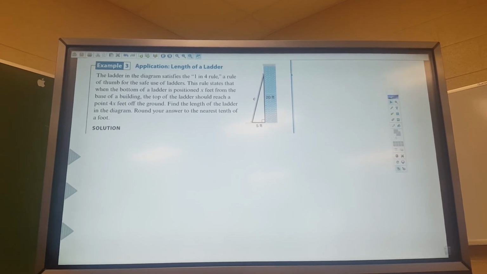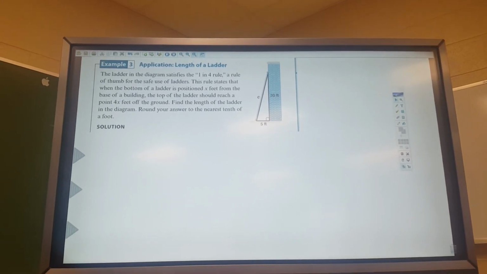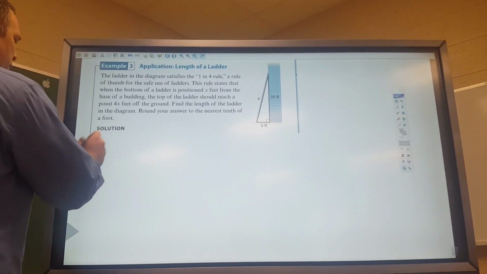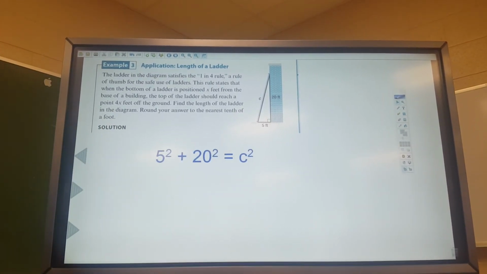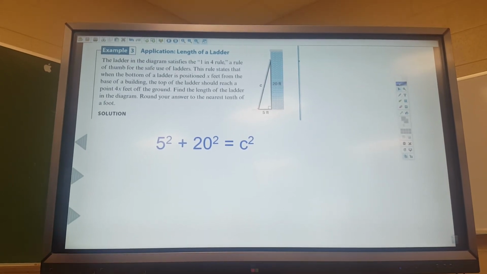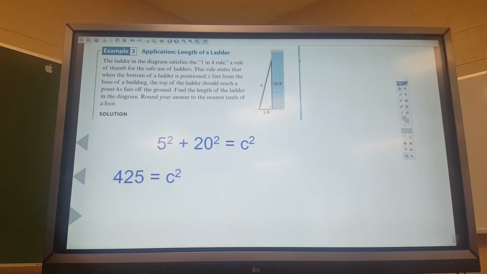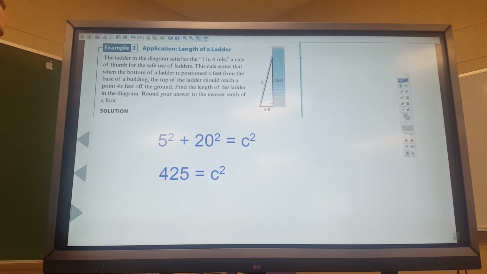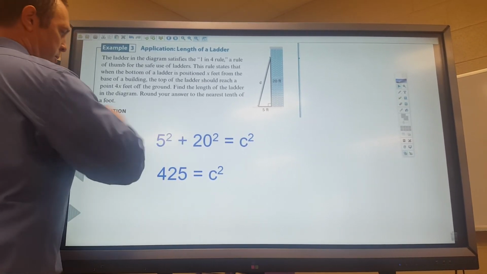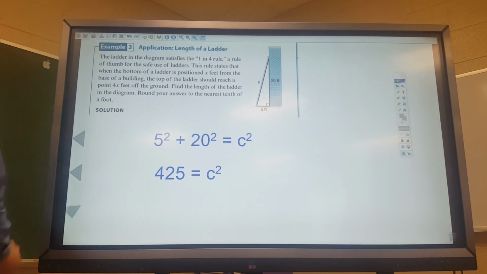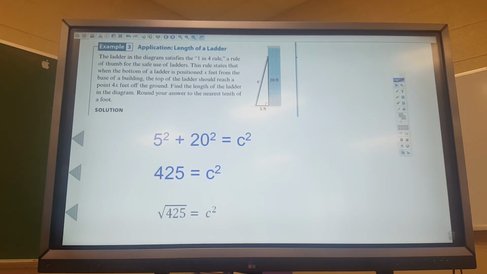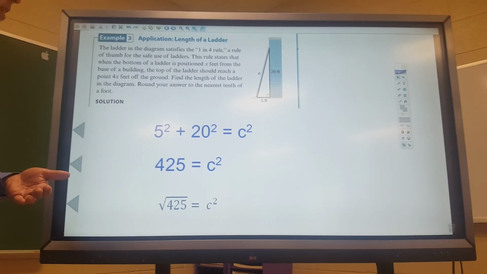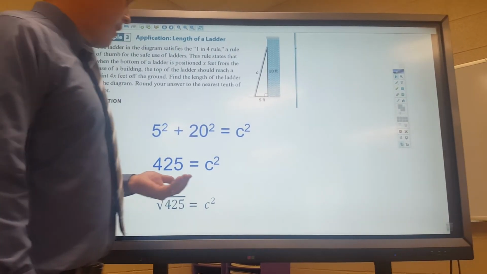All right, so we set this up, 20 and 5. There are our legs. C is our hypotenuse. We see this diagram, so we're going to figure out the measure of that ladder. So 5 squared plus 20 squared is equal to c squared. We've got 425 is equal to c squared, once we add these up, 25 plus 400. Then we take the square root of c squared. When we do that, we get the square root of 425. From there, we can put that into our calculator to get a decimal answer.